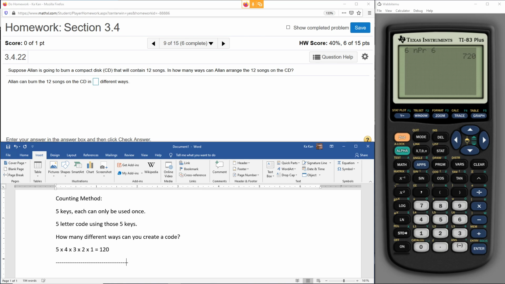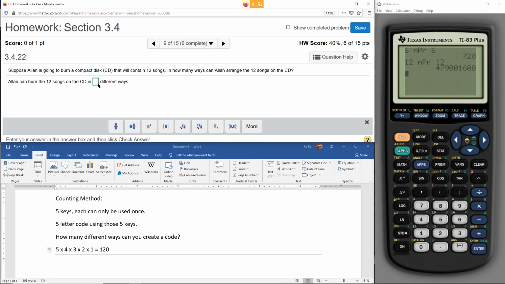Well, that is a permutation problem because there are 12 songs, and you want to put them in different orders. Order matters, right? So it will be 12P12, a permutation. So it's a lot of ways.